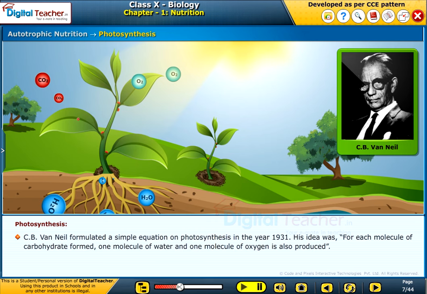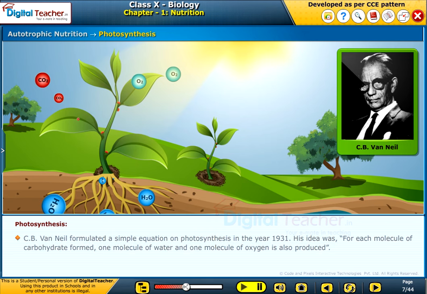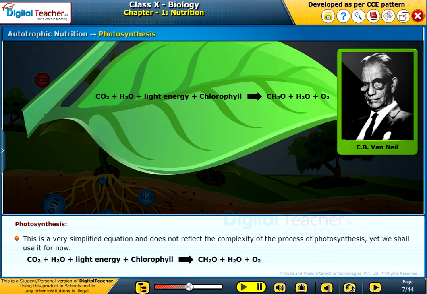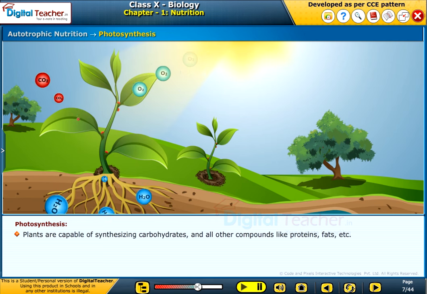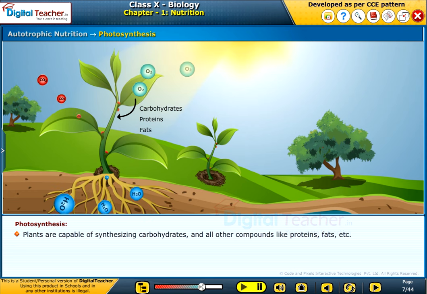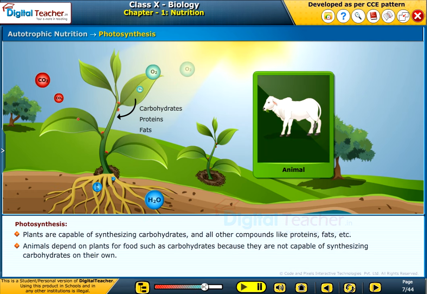His idea was that for each molecule of carbohydrate formed, one molecule of water and one molecule of oxygen is also produced. This is a very simplified equation and does not reflect the complexity of the process of photosynthesis. Yet, we shall use it for now. Plants are capable of synthesizing carbohydrates and all other compounds like proteins, fats, etc. Animals depend on plants for food such as carbohydrates because they are not capable of synthesizing carbohydrates on their own.